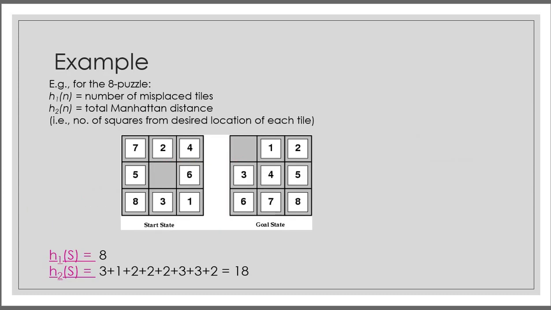This is the example for the heuristics. Take the example of the 8 puzzle. h1 of n is equal to the number of misplaced tiles, h2 of n is equal to the total Manhattan distance, that is, the number of squares from the desired location of each tile. h1 of n is equal to 8 and h2 is equal to 3 plus 2 plus 1 plus 2 plus 2 plus 3 plus 3 plus 2, which is equal to 18. This is the correct answer.